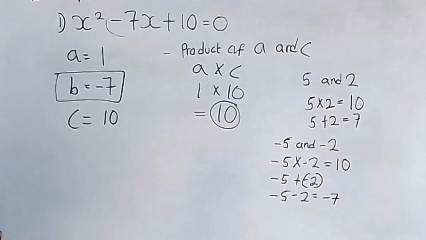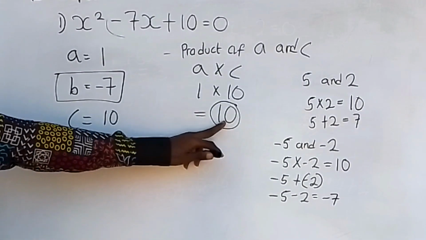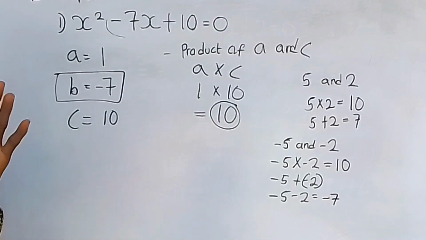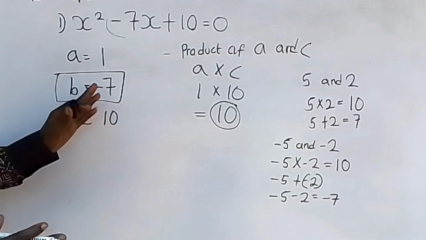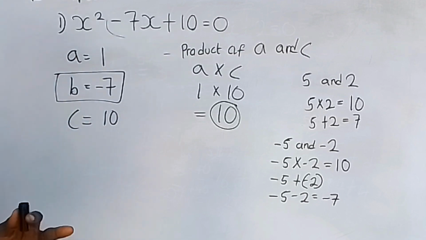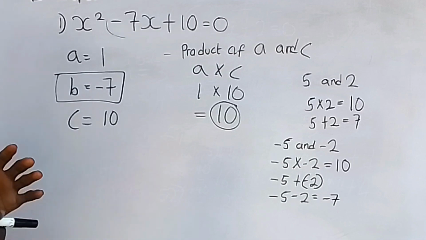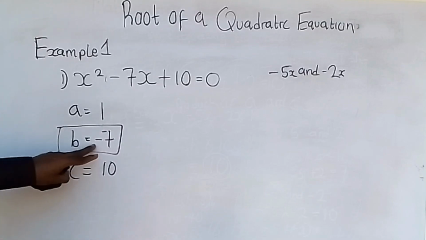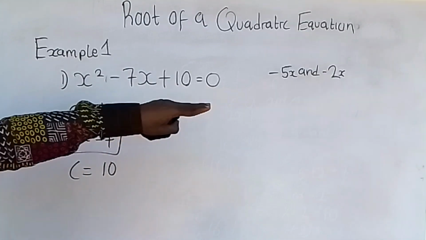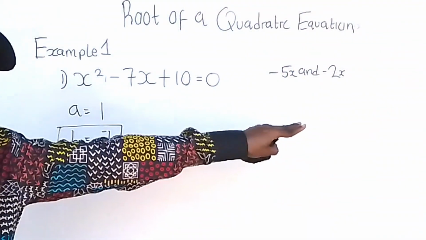Therefore, the two numbers such that when we multiply these two numbers together, we are going to get 10, and when we add these two numbers together, we are going to get the second term b, which is equals to what? Minus 7. Those two numbers are minus 5 and minus 2. Therefore, the next step is to replace the second term, which is minus 7, with minus 5x and minus 2x.